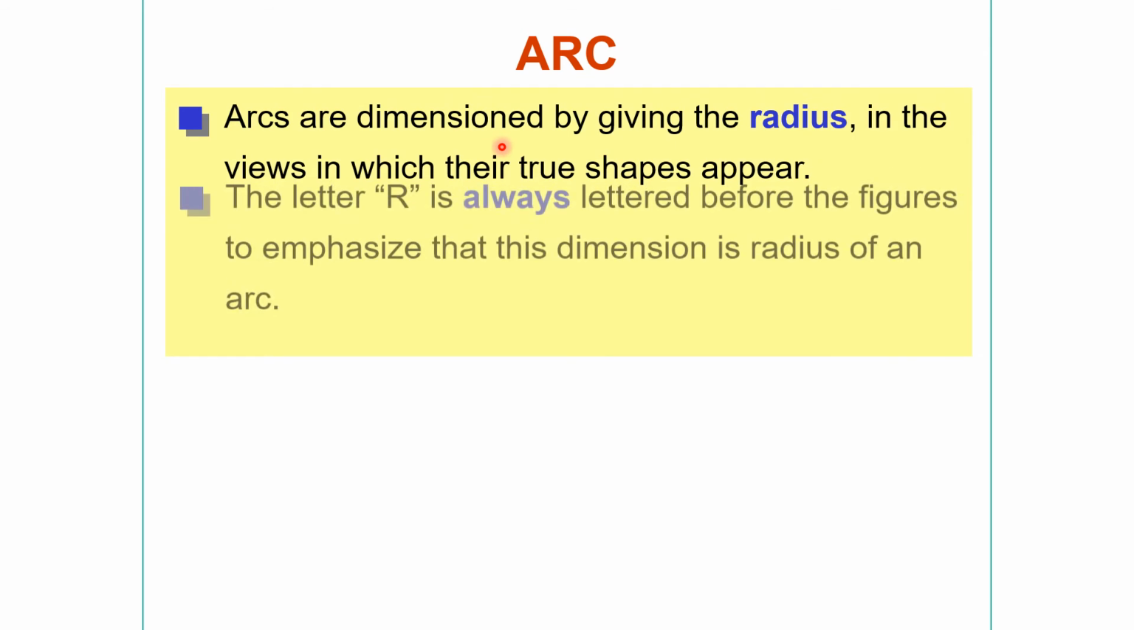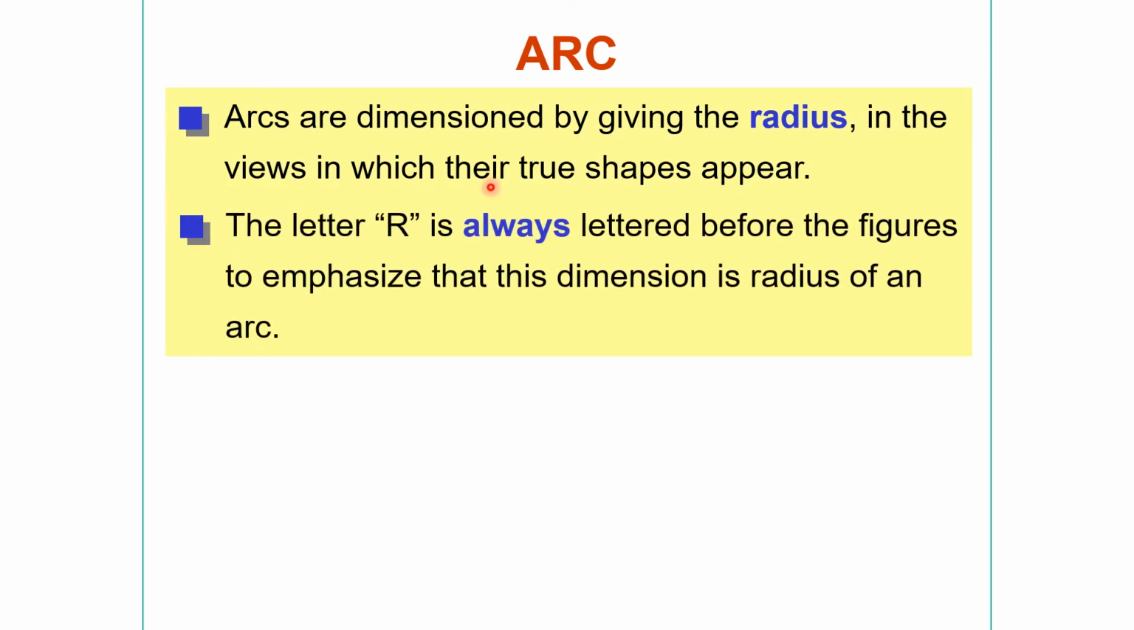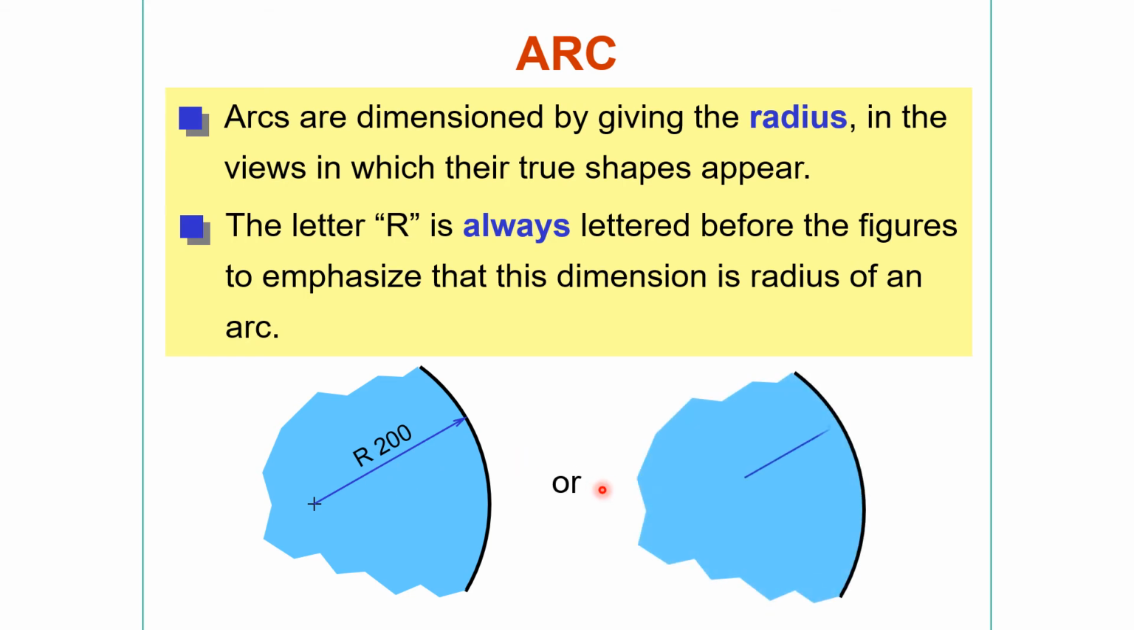Arc. Arcs are dimensioned by giving the radius in the views in which their true shapes appear. The letter R is always lettered before the figure to emphasize that this dimension is the radius of an arc. Like we have already done in many examples, and here with the leader line.